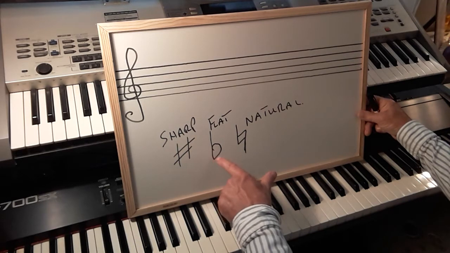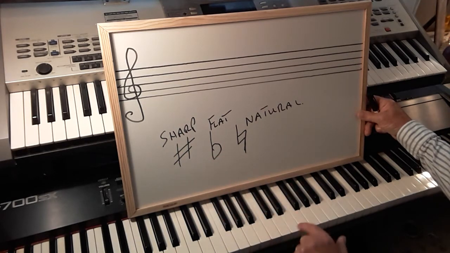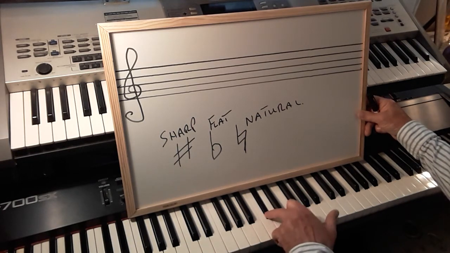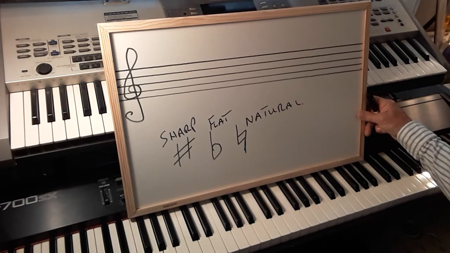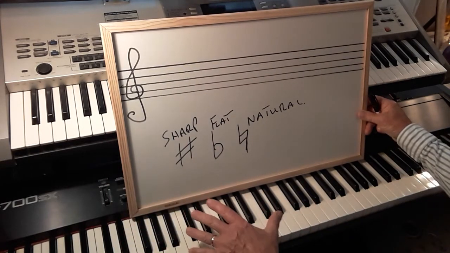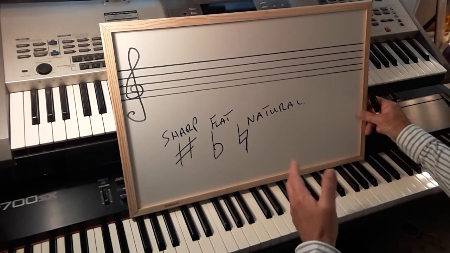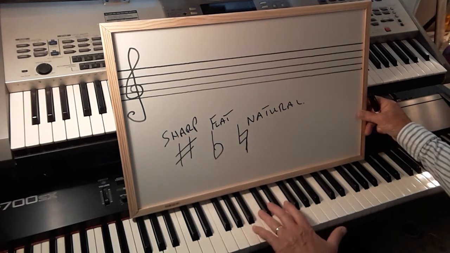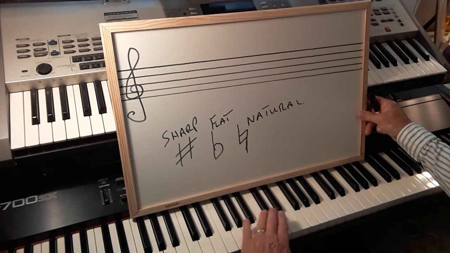Now the flat does exactly the same and it leans that way. So that would be D flat, D, D flat. Anything leaning that way is flat, anything going that way is sharpened. Now if we move to C sharp, say, or D flat, that's enharmonic. It's either one or the other, whether it's going that way or that way. So we'll say C sharp.